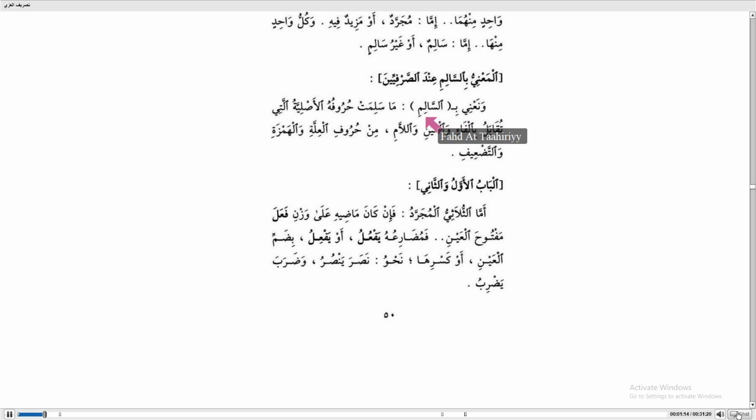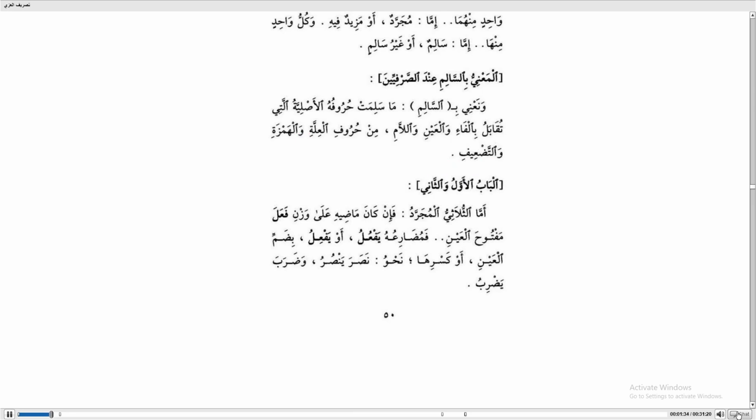We mean by the term السالم whatever had its original letters secure from العلة, from the letters of weakness, which are the alif and the waw and the ya, and the hamza, and التضعيف, which is doubling.